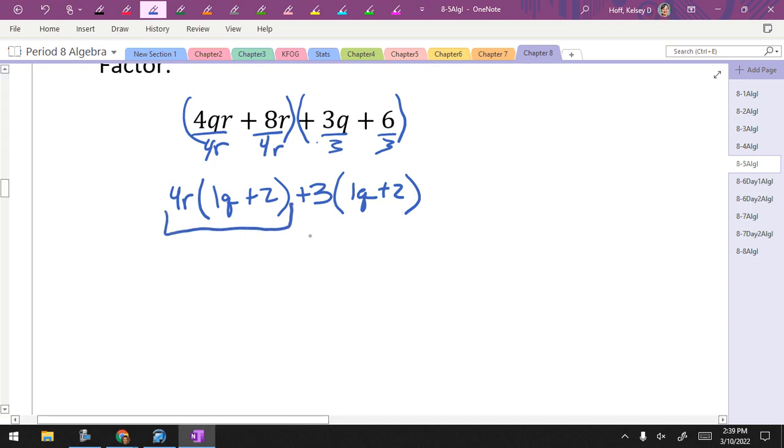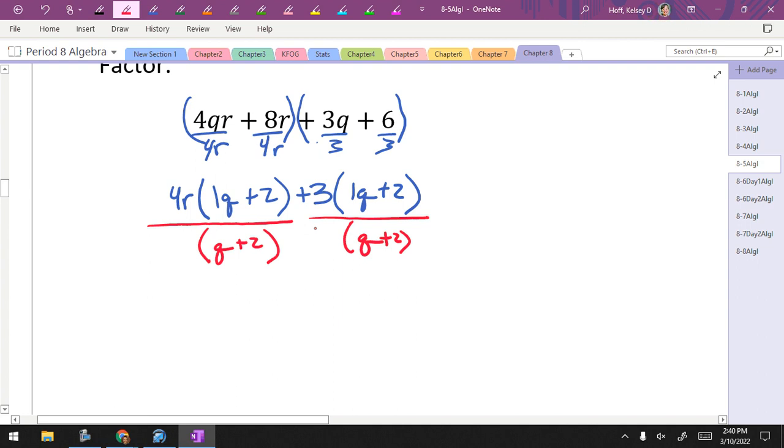Technically, this is one term, right? They're multiplied together. And technically, this is another term. Follow me? So I now can divide out of this term a q plus 2 and this term a q plus 2.